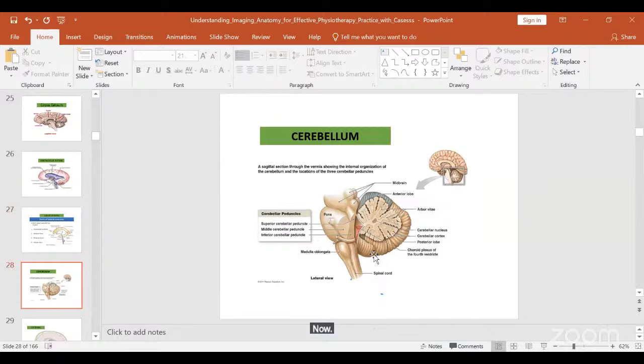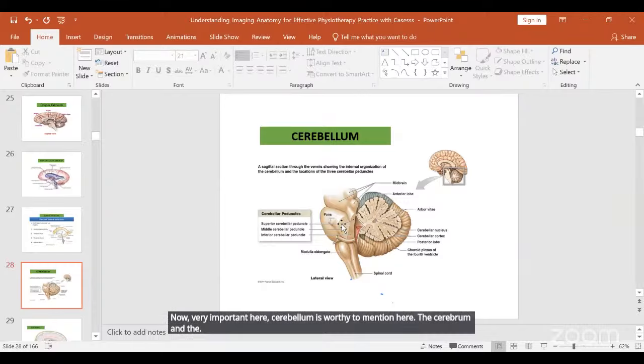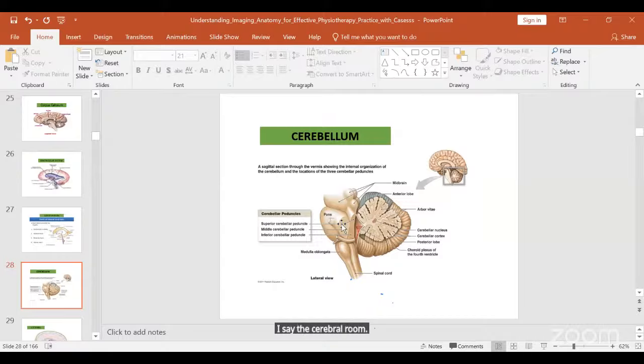Now, very important here, cerebellum is worthy to mention here. I said the cerebellum. Somebody can mute himself, he's busy.